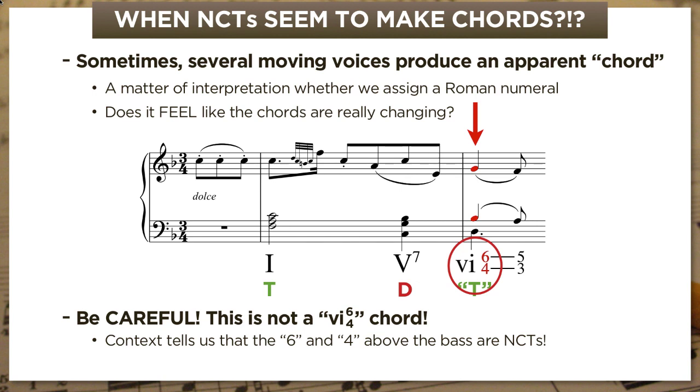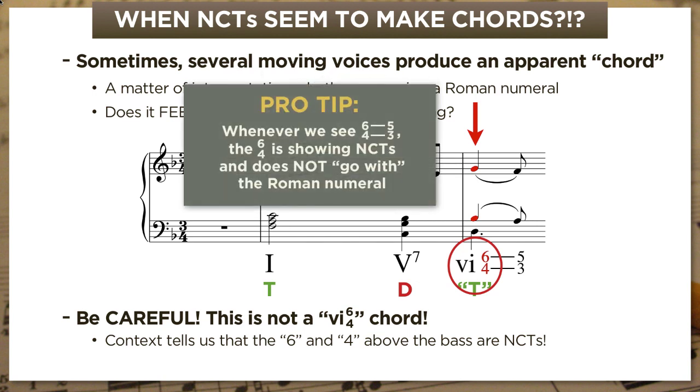So to wrap up, I'm going to give you a pro tip based on this very common situation, and this will be our springboard for the next video. Wherever and whenever you see a 6/4 moving to a 5/3 over a stationary bass, the 6/4 figures are showing non-chord tones, and consequently, they don't go with the Roman numeral. In these cases, 6/4 just isn't telling us something about chord inversion. It's not telling us to take some chord and put it in second inversion.